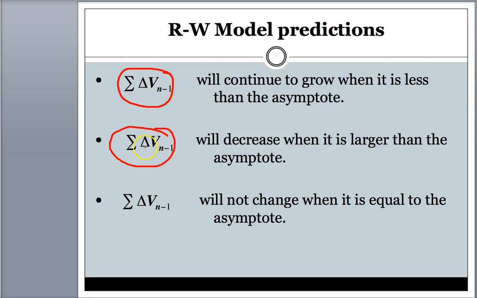And the model predicts that what's left to learn will actually decrease when it's larger than the asymptote. And that's exactly what happens when you run the experiment, which is pretty cool.